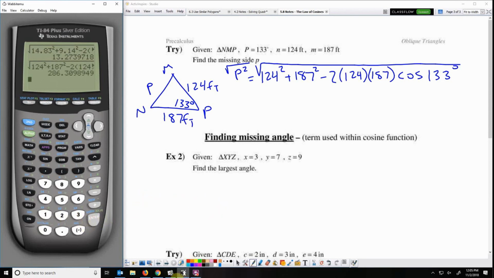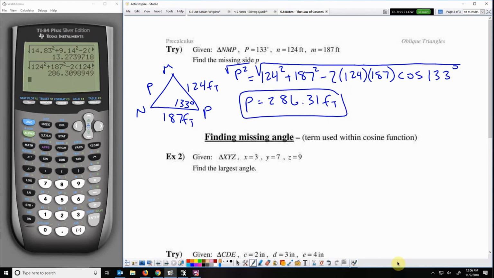So we get 286.31, and again it's in feet. So side P is 286.31 feet. Okay, so that's how you use the law of cosines to find a missing side.